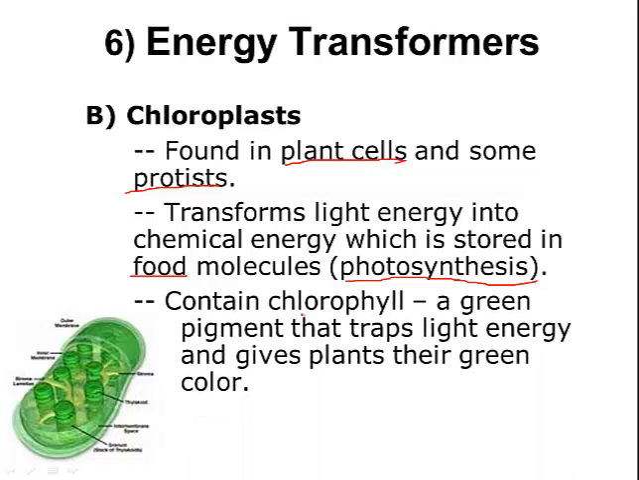Chloroplasts contain a pigment called chlorophyll, which is green. So that green pigment is what's going to be used to trap energy, and that's also what gives plants their green color. But the actual function of a chloroplast is to do photosynthesis. It is not to make the plants green. That's just kind of what happens because of the pigment that's there.